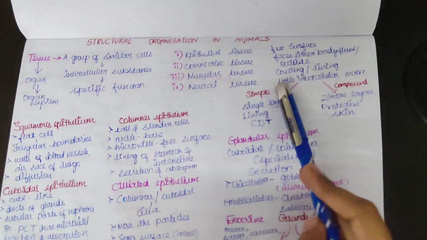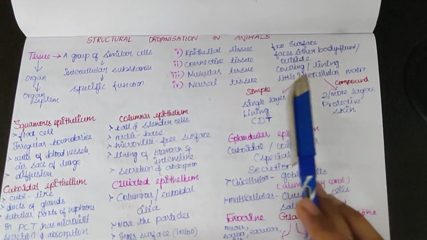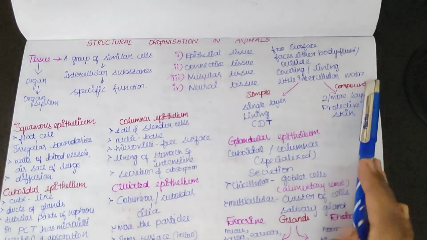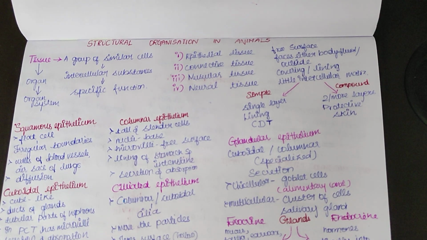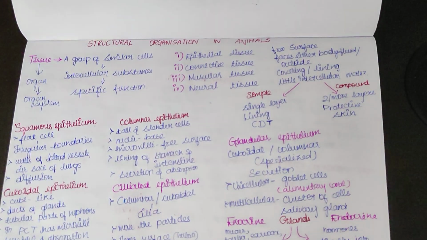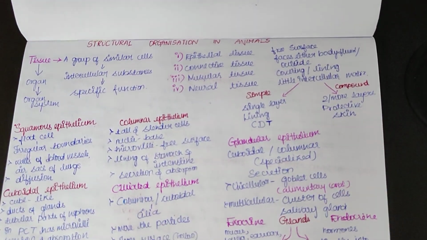So it will play a role in covering and also lining, and they have little intercellular matrix. So what are the general characteristics of epithelial tissue? They have a free surface. They face either the body fluid or the outside. They perform covering and also lining, and they have little intercellular matrix.